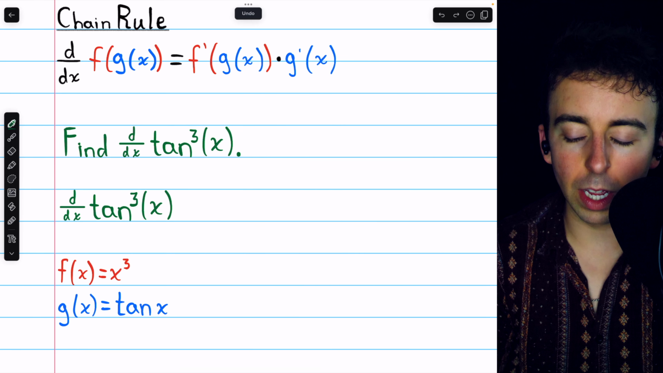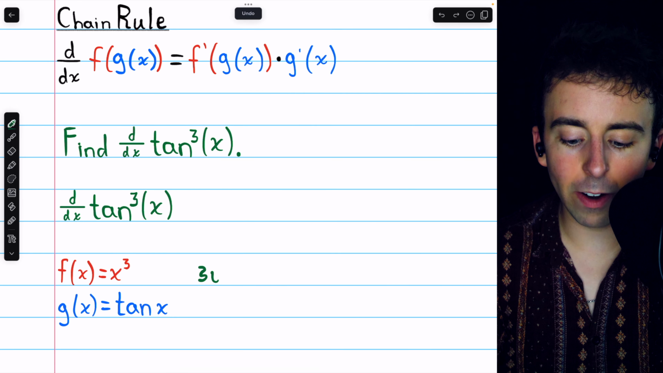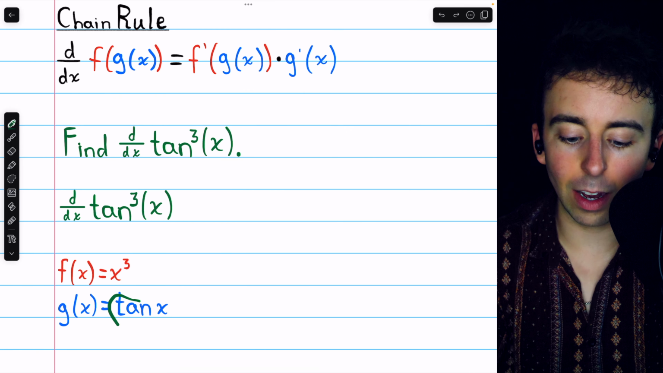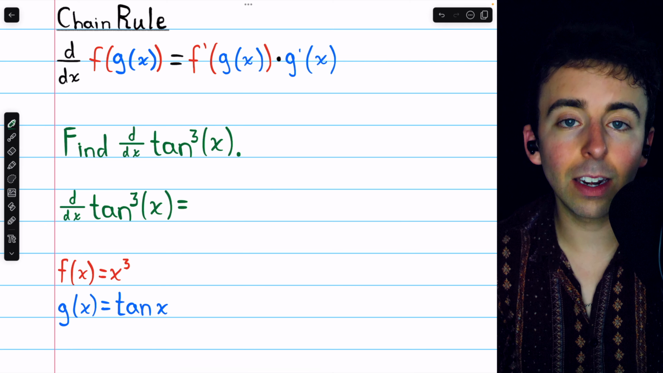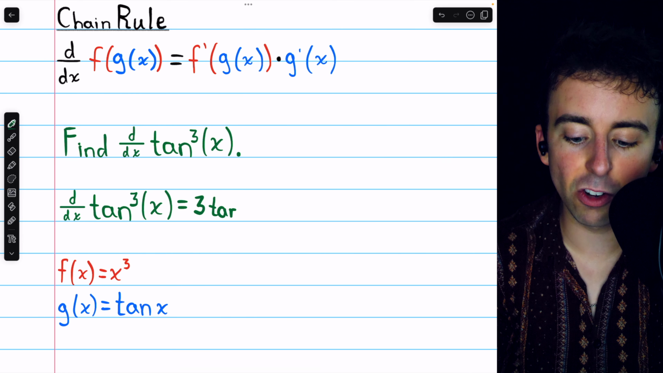Now remember, the derivative of x cubed is just 3x squared, so that's just like what we're going to have, except our inside function is tangent, so instead of 3x squared, we're going to have 3 times tangent squared.